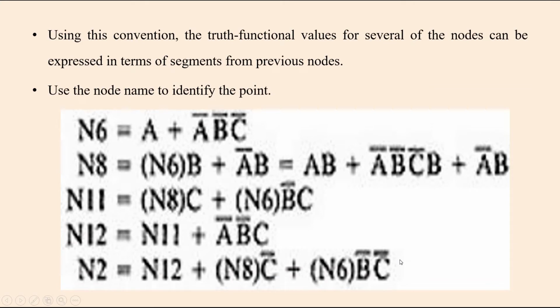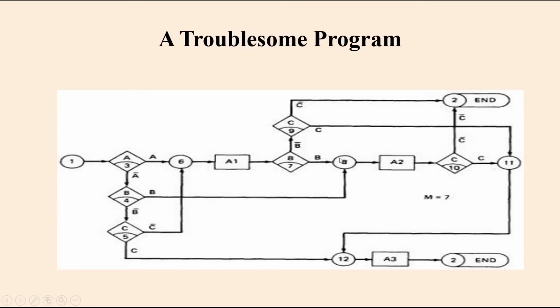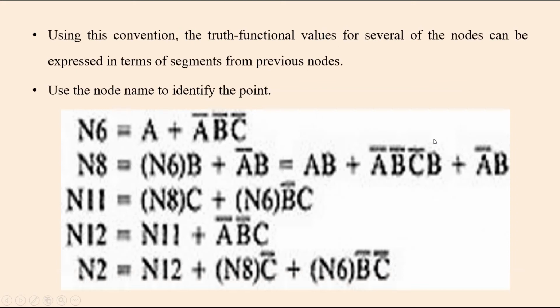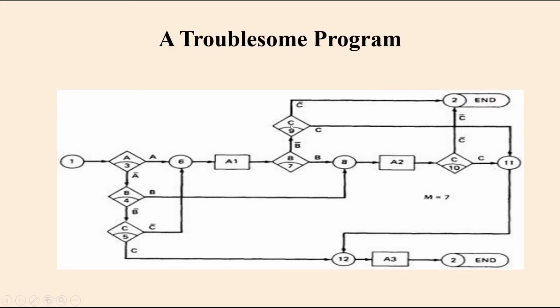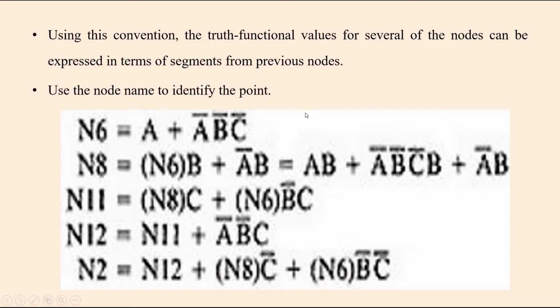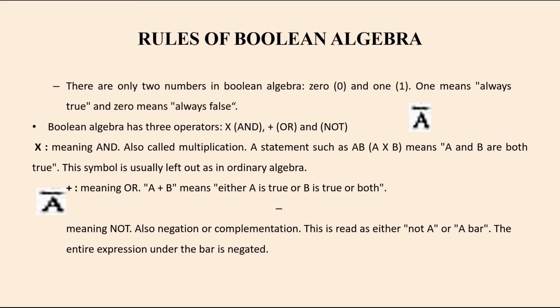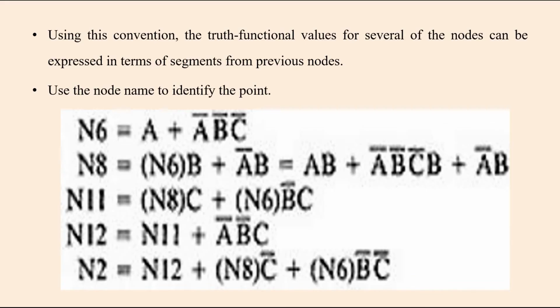So N12 plus N8 into C bar, N8 into C bar plus n6 into b bar into c bar. So n6 into b bar into c bar, this one. So this is the representation of the n2. Okay, so we can simplify this by using a certain number of rules.